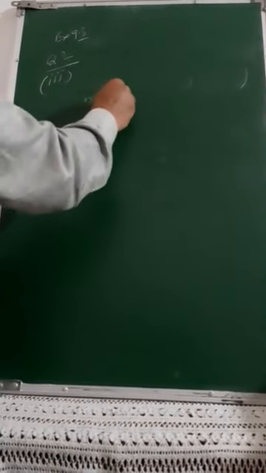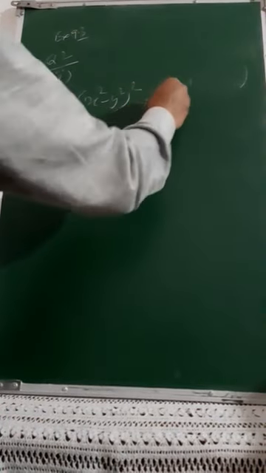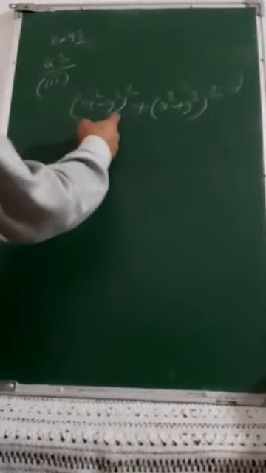Somewhere x square minus y square, x square minus y square whole square, and then it is plus x square y square whole square plus x square y square whole square. So again you see somewhere here it is x square minus y square means a square minus b square. But what is the use of that? A square minus b square is a minus b into a plus b. You can go for that inside the bracket.